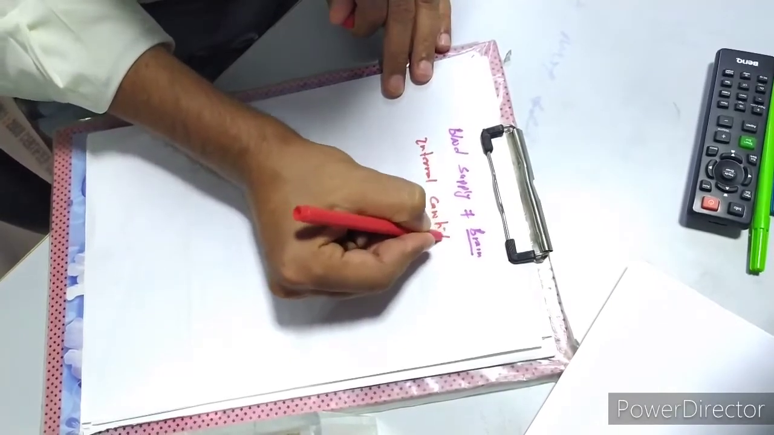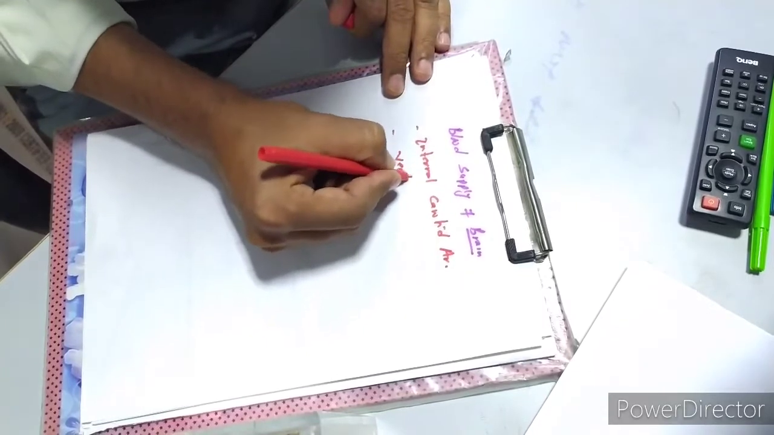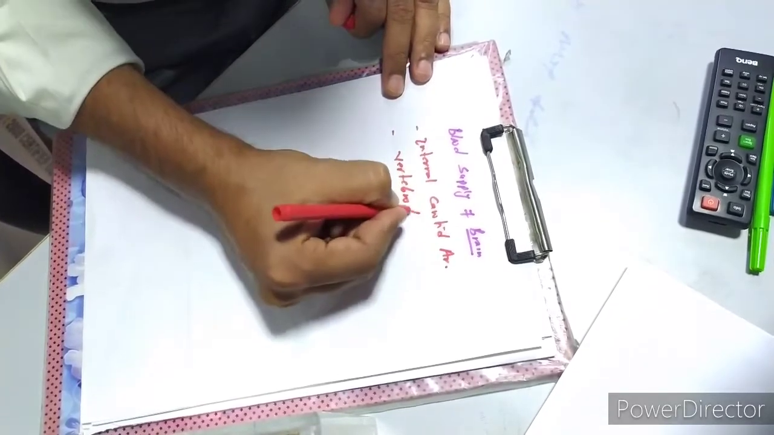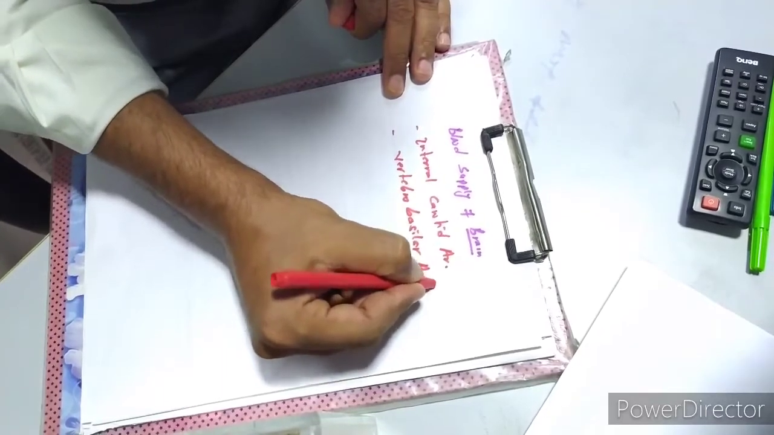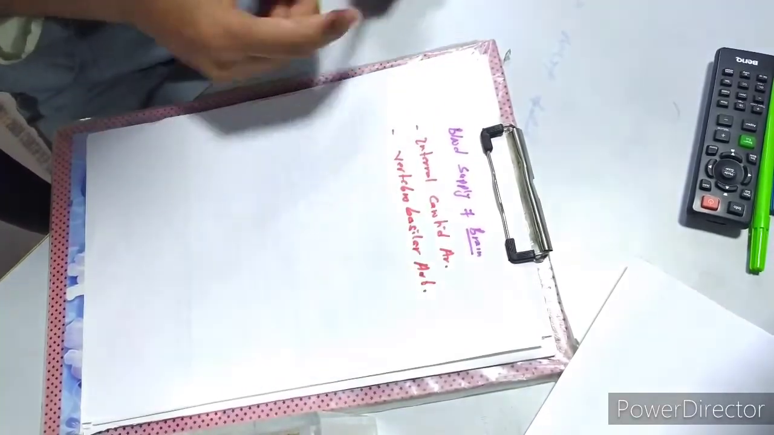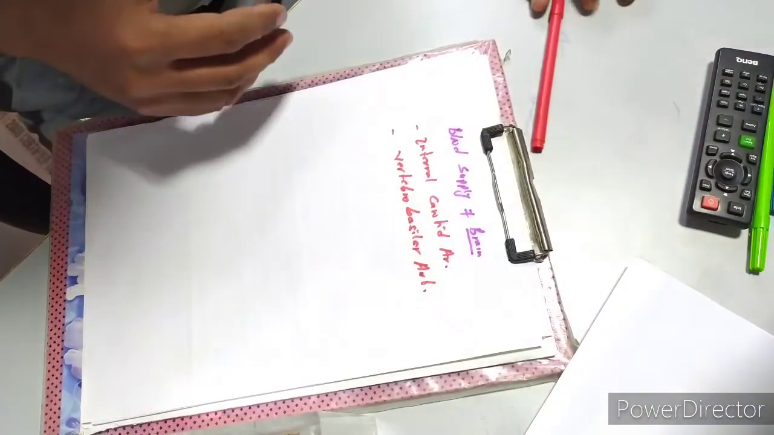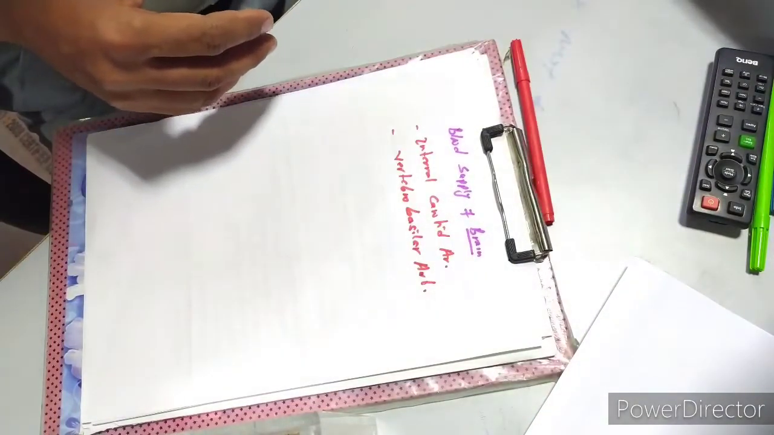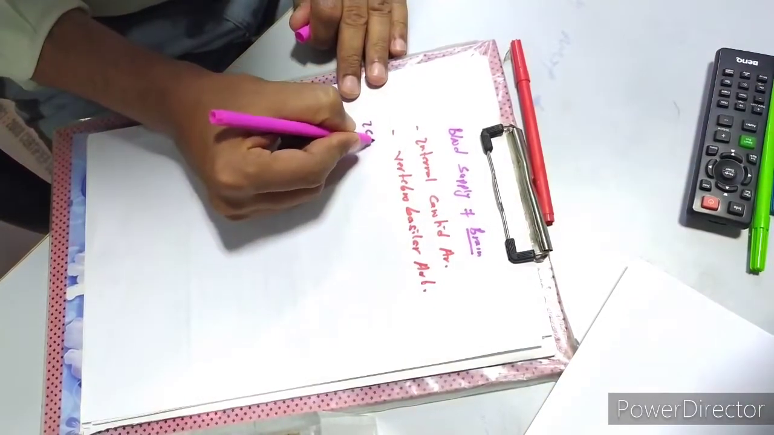Internal carotid artery. And another is the vertebro-basilar artery. Okay, so there are the two arterial systems which supply the whole brain by its different branches. Now what are these arteries? First comes the internal carotid artery.